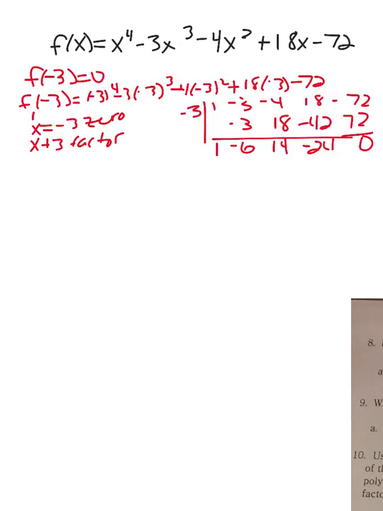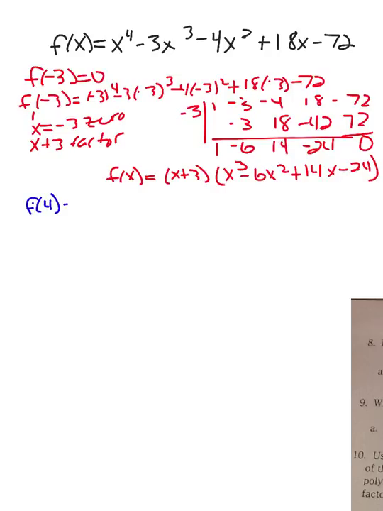Okay, so now my function f of x is equal to x plus 3 is a factor, and now I have x to the 3rd minus 6x squared plus 14x minus 24. All right, so now I need another 0 to break it down a little bit more. So I'm going to do f of 4. So then I plug 4 in, and that comes out to be a 0. So that means x equals 4 is a 0, and x minus 4 is a factor.